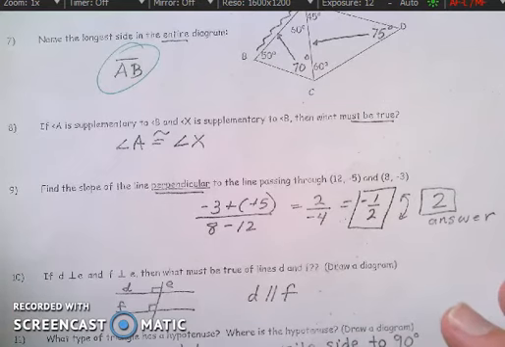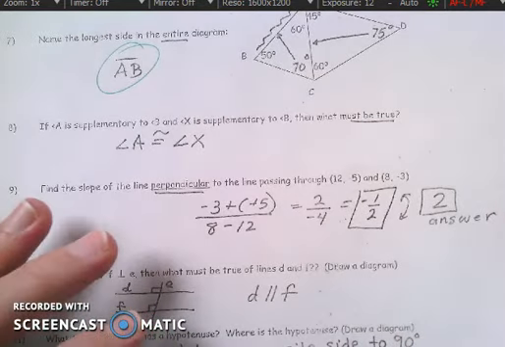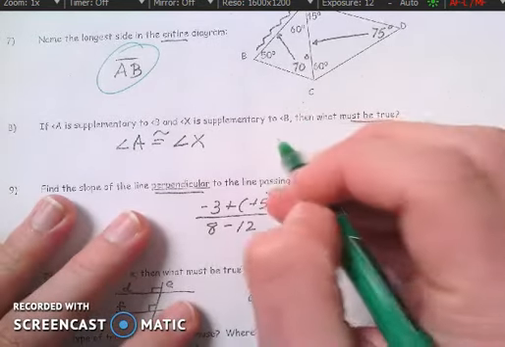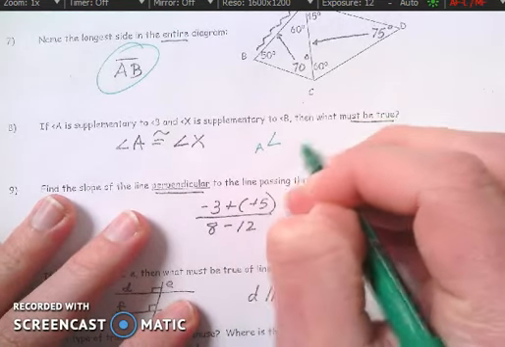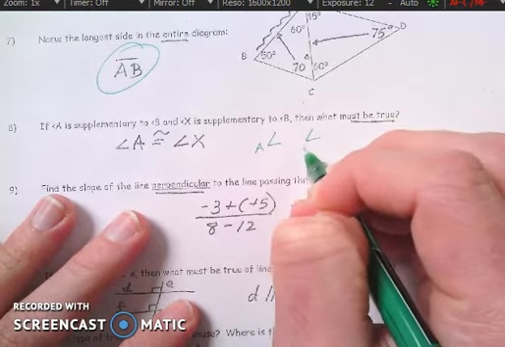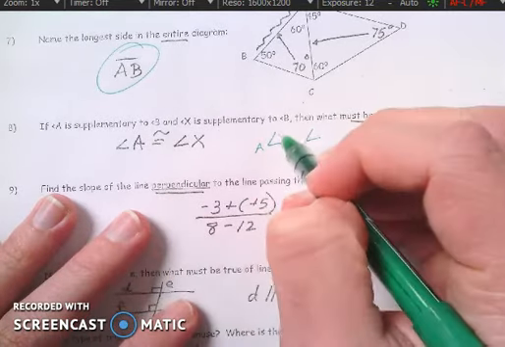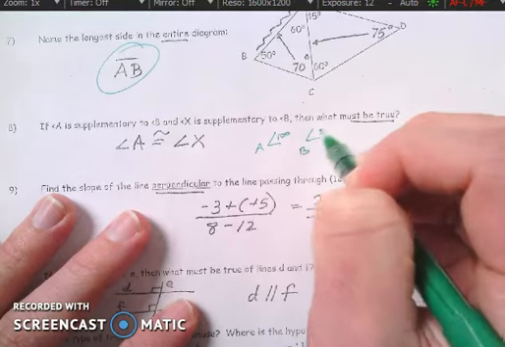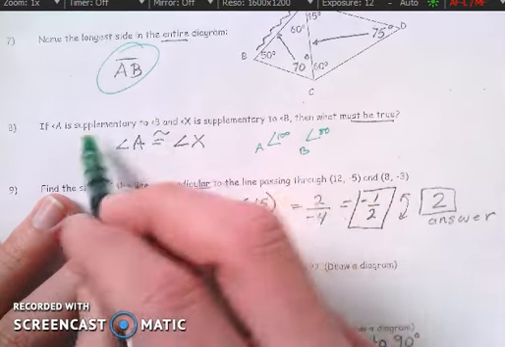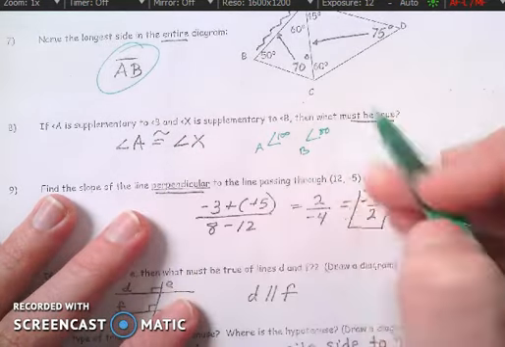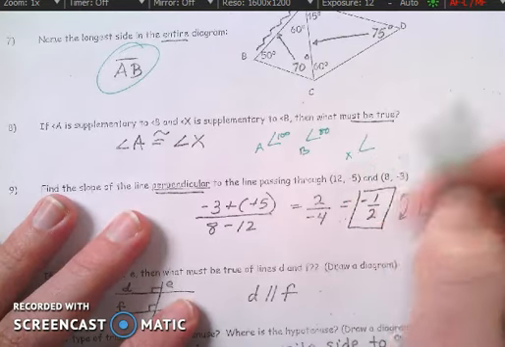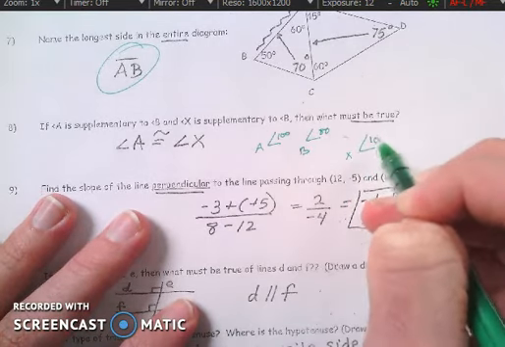And then here we go, we get number 8. If A is supplementary to B and X is supplementary to B, what must be true? Again, I like to draw a picture for this. A and B. They're supplementary to each other. Well, let's do 100 and this one 80. So A is supplementary to B and X is supplementary to B. So X would have to be 100 then as well.